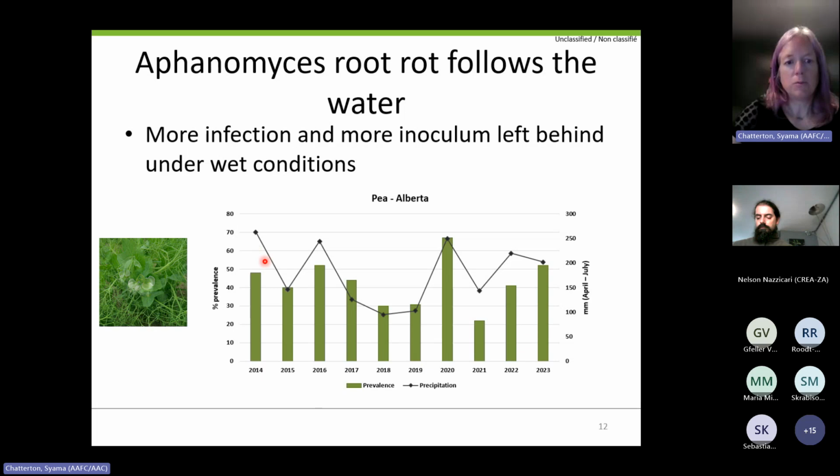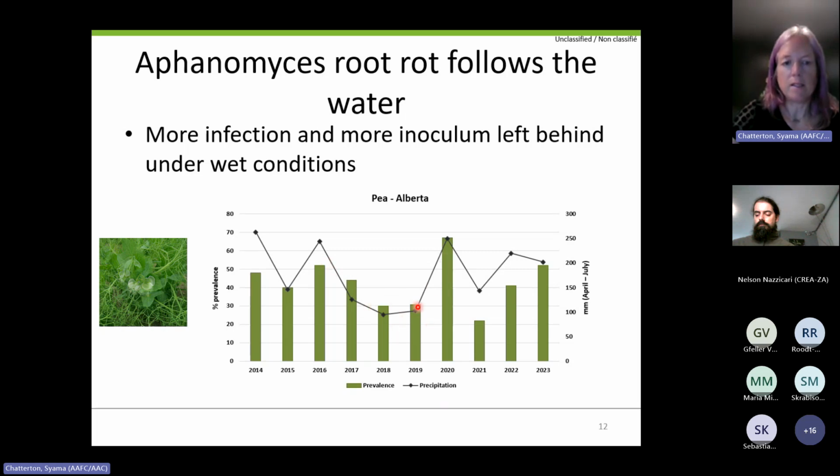And then I've superimposed precipitation levels from April to July with the line graphs. Really, Aphanomyces root rot tends to follow the water. We had wet years in 2014, 2016, 2020, and 2022 and 2023 were sort of moderate for wet years. And we can see that prevalence is going up and down and following that water.